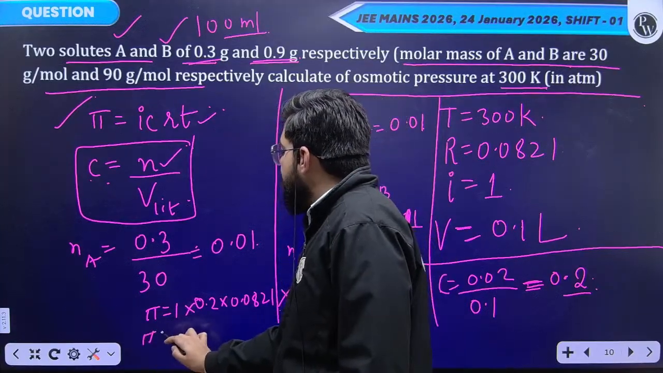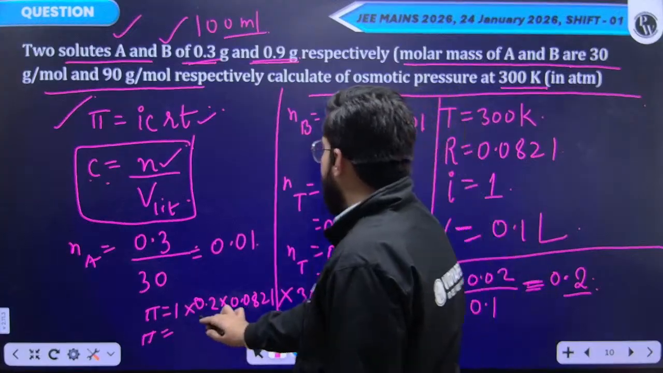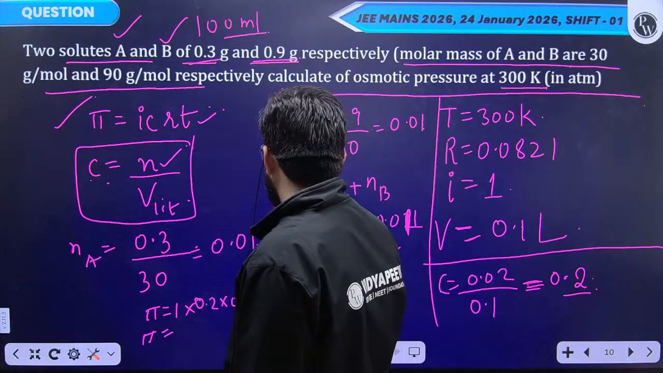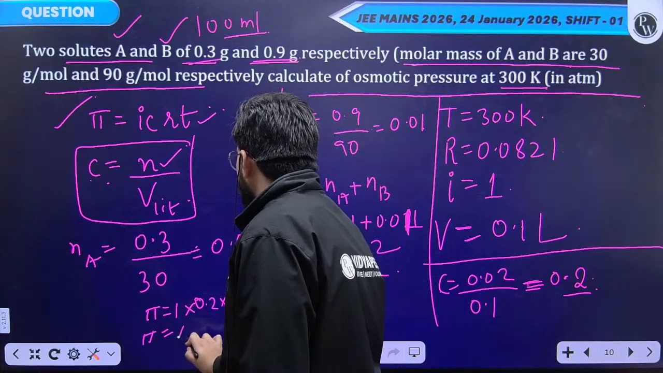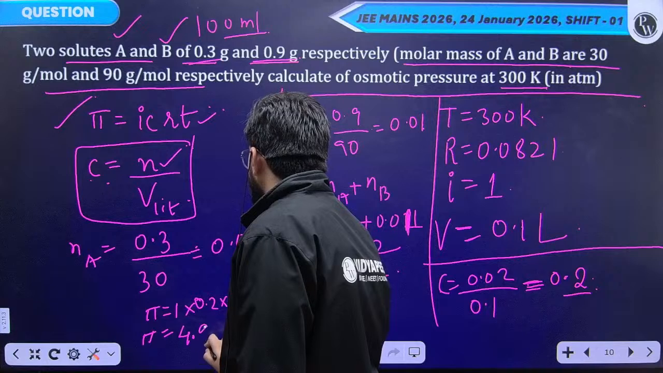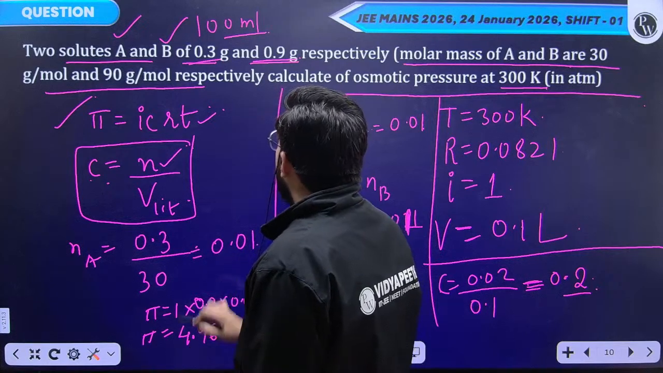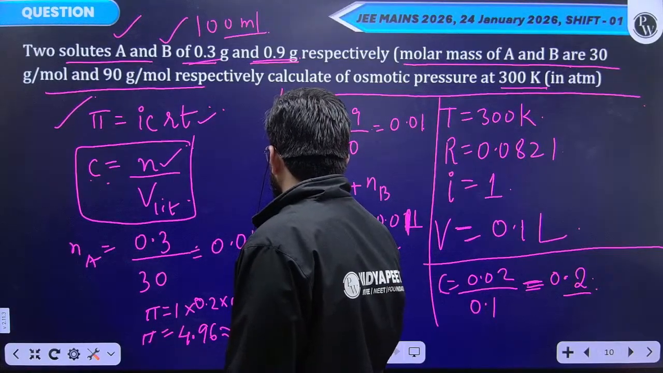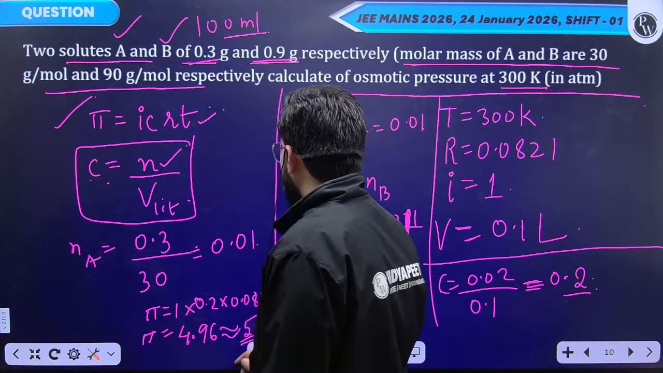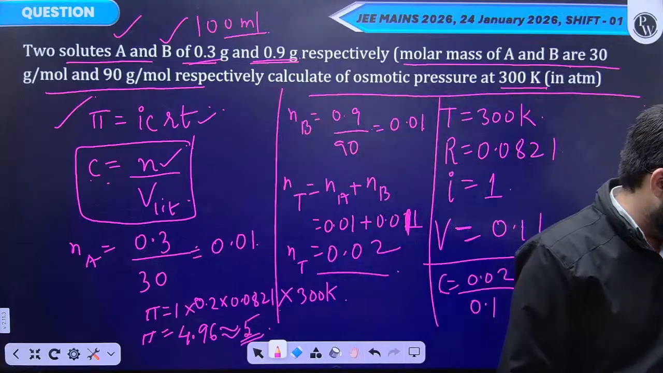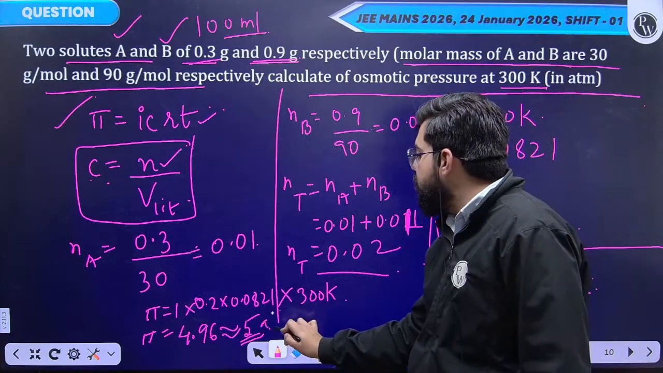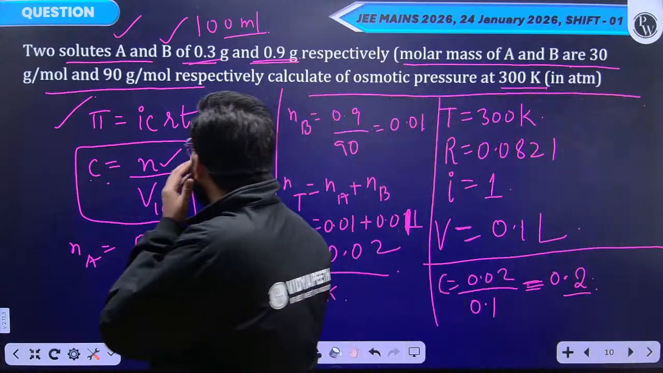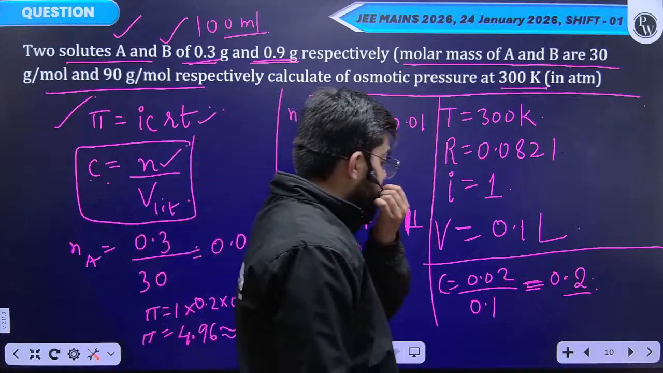When we calculate this, with 0.2 and 300 and 0.0821, we will get around 4.96. Options are not there. 4.96 is approximately equal to 5, we can say. So that is the answer. 5 is the answer, 5 atm, because it is osmotic pressure. So this question is simple, about the physical chemistry and osmotic pressure part.